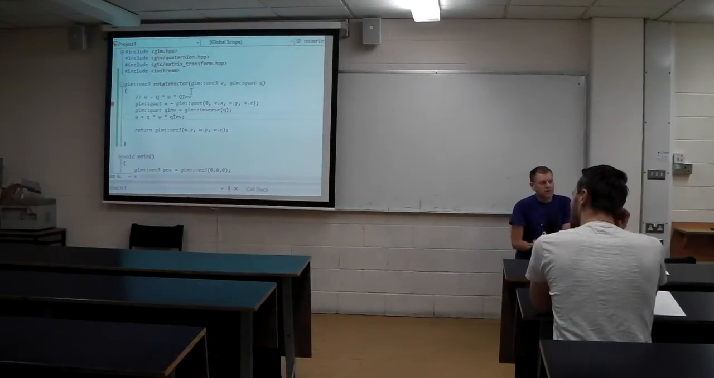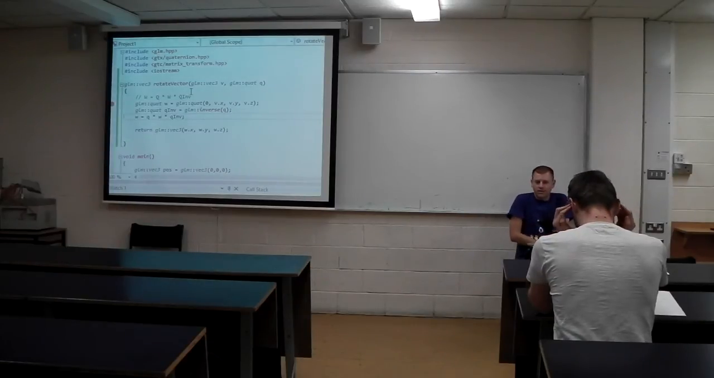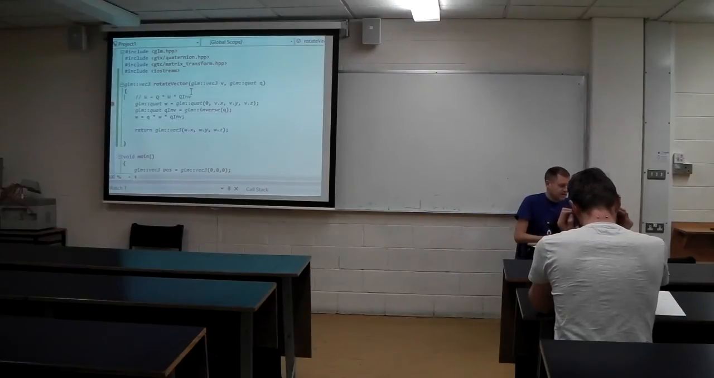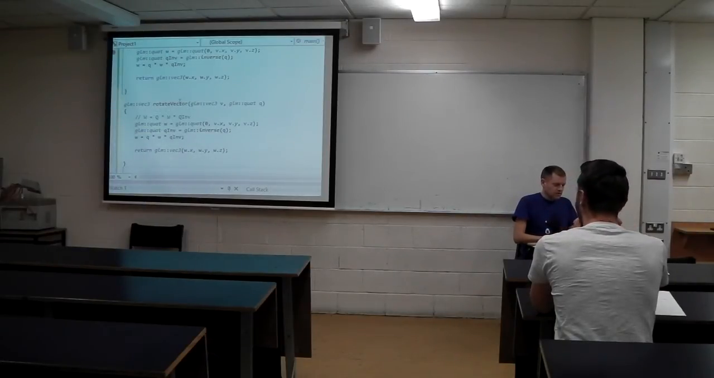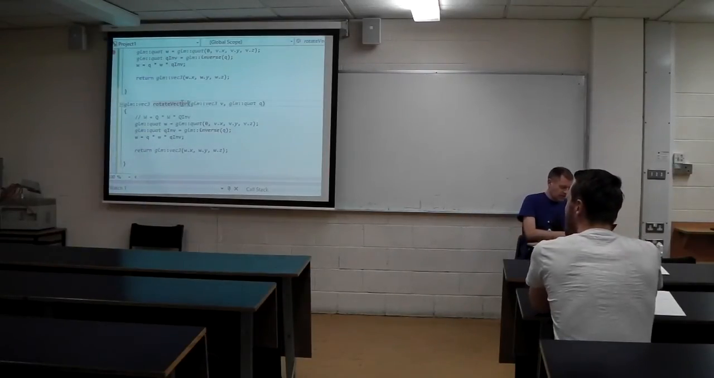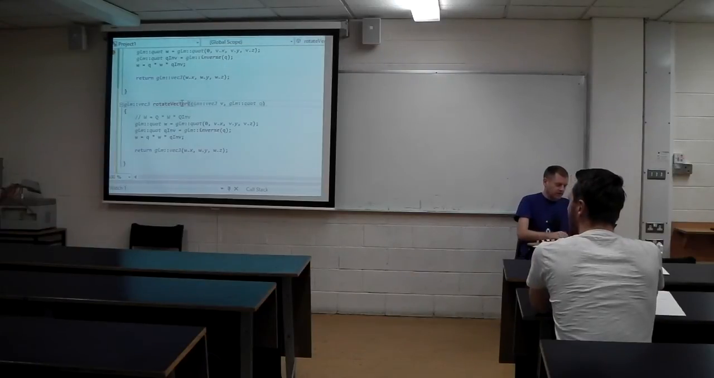I could take the quaternion, I could make a matrix out of it, and then I could multiply the vector by the matrix. That would be the same job, and I should hopefully get the same results. So let's try and make sure that we get the same results when we do that. So this time I'm going to call this rotate vector M, for rotate vector by a matrix.